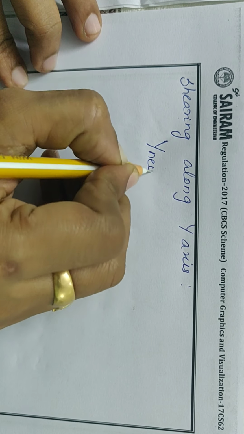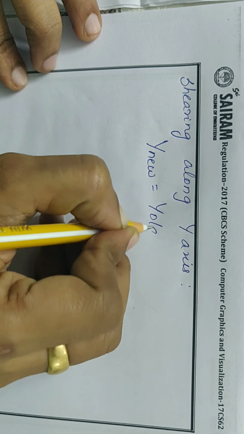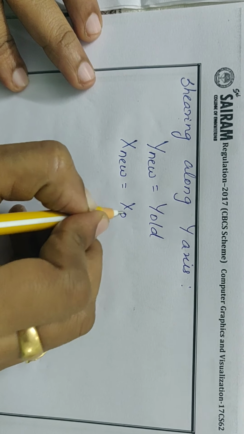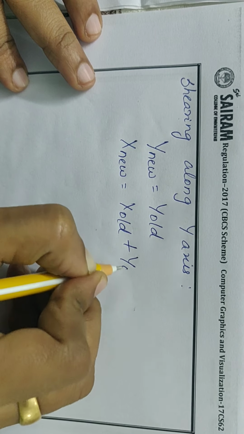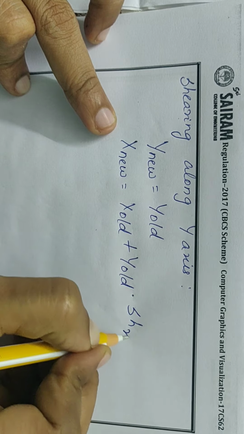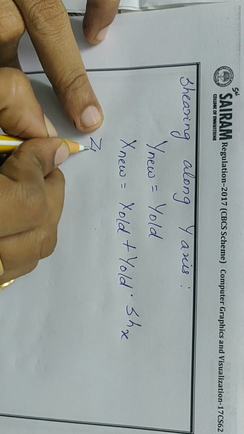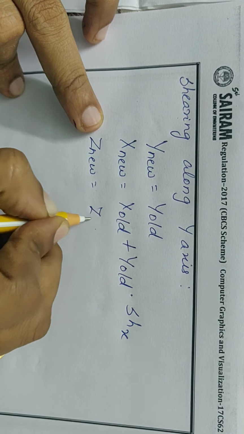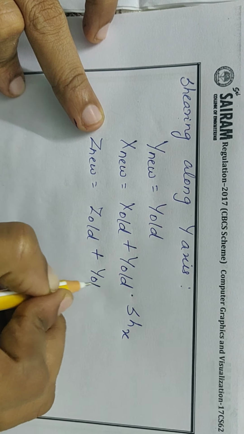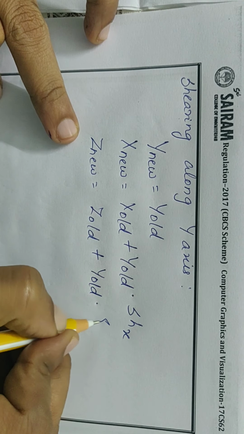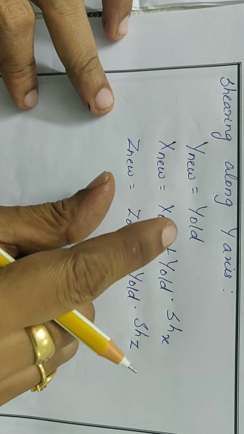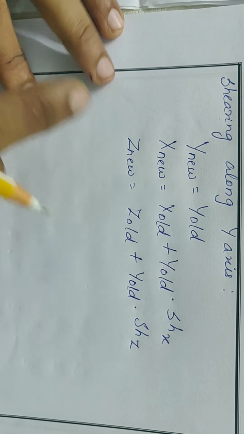Y new is equal to y old. Right? X new is equal to x old plus y old into shear factor along x axis. Similarly, Z new is equal to Z old plus, since shearing along y axis, I should write y old into shear factor along Z axis. This is my formula. Now I have to apply this formula for the 3 endpoints.